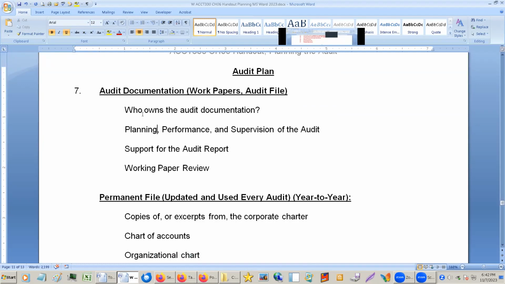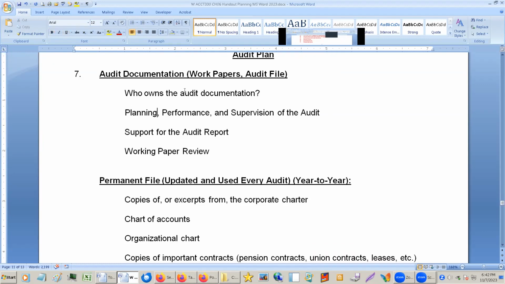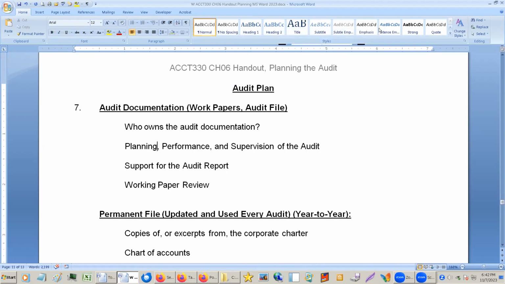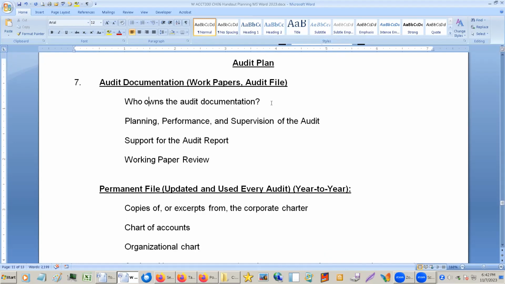Okay, documentation, work papers. So who owns the audit documentation? Did we ever talk about this? I can't remember. So these are the work papers, and you go into a company and you do the complete audit, and the question is, who owns the audit documentation? Can the client ask for the work papers? The client says, hey, when you're done with the audit, I want the work papers. We're paying you all this money, I want the work papers, or I want a copy of the work papers.